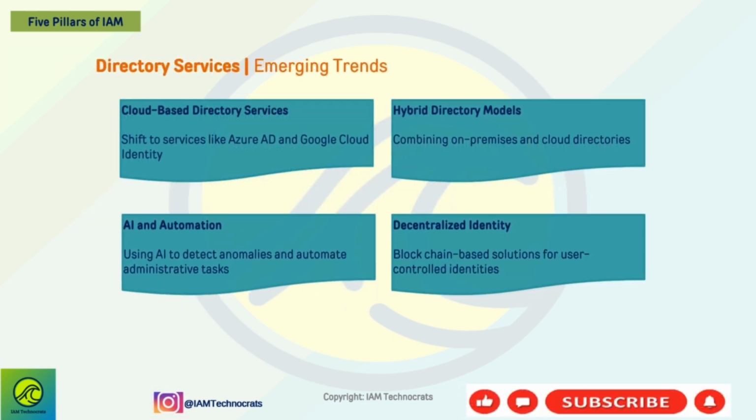Emerging trends in directory services are cloud-based directory services: a shift to services like Azure AD and Google Cloud Identity. Hybrid directory models, combining on-premises and cloud directories. AI and automation, using AI to detect anomalies and automate administrative tasks. Decentralized identity, blockchain-based solutions for user-controlled identities.